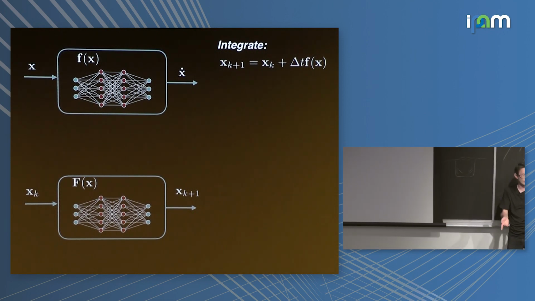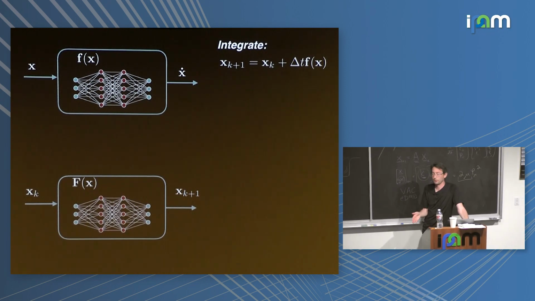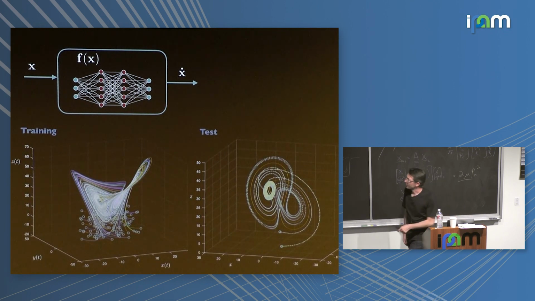Yannis Kevrekidis was here on the first day of the kickoff, and I think he'll be here throughout various parts of the program. He did some of the earlier work that I know of, decades ago, using neural networks as time steppers for dynamical systems, back before we had deep neural networks and they were fashionable. So I'm going to show you an example.